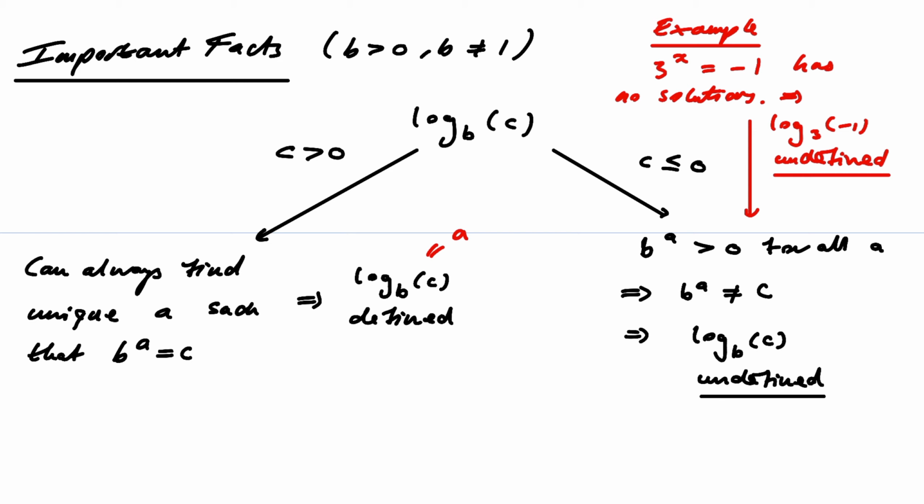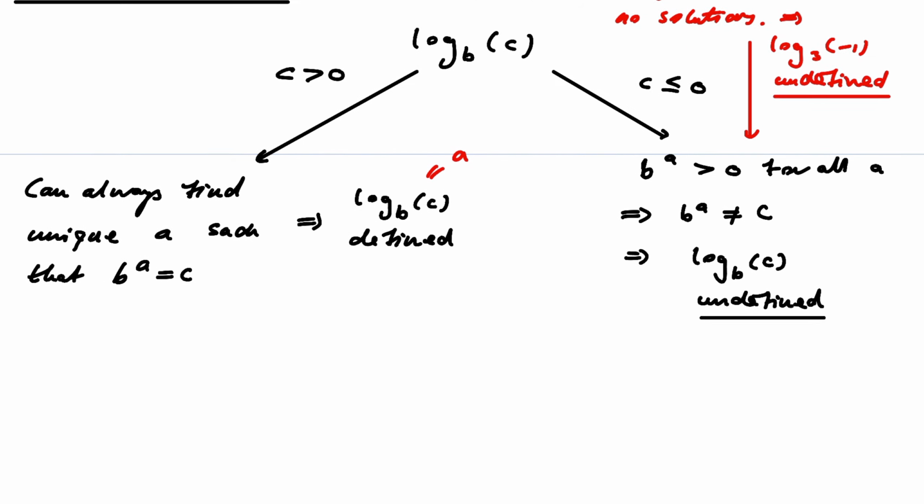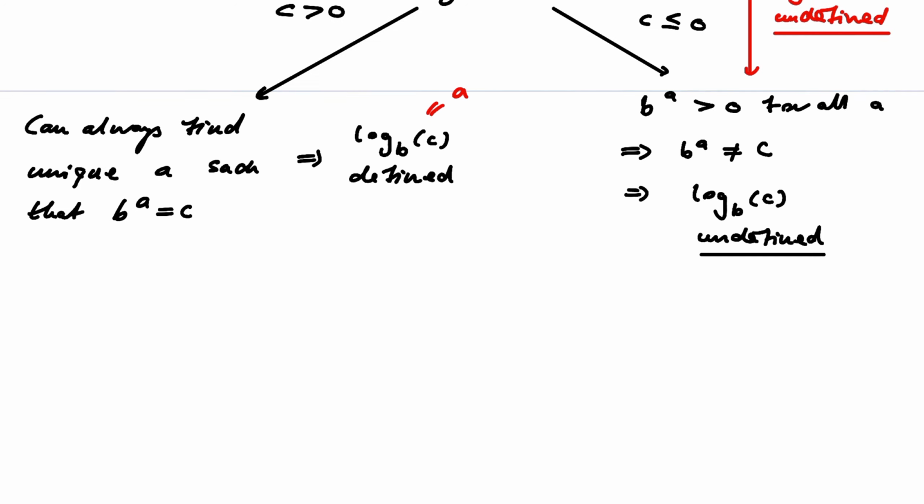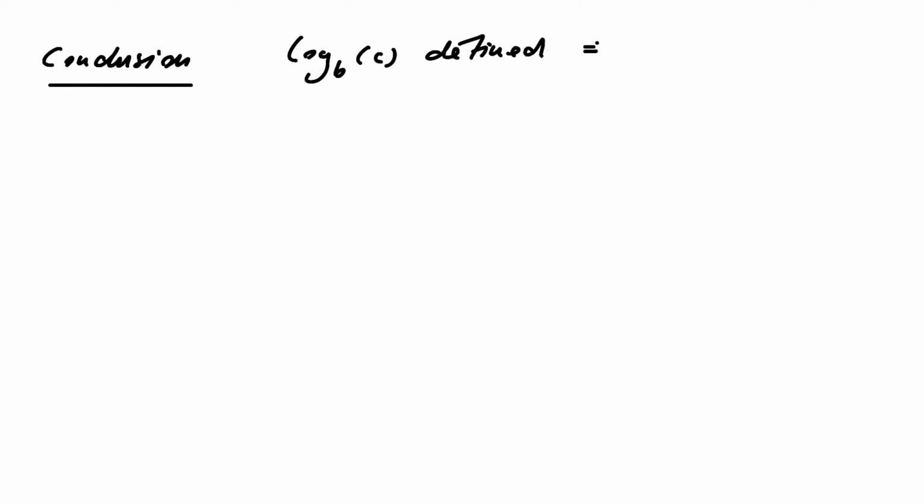So the last thing I want to do is to talk about an important simplifying principle when you're dealing with logarithms or exponents. Actually, maybe I should write a conclusion down for all of this. So let's just write this as a conclusion. I think that might be a good idea. So the conclusion of what I just said basically is the following. Log sub b of c is defined if and only if c is greater than 0.